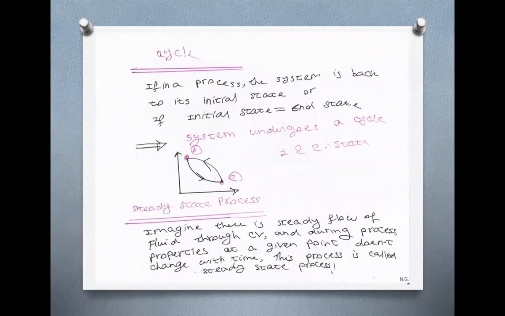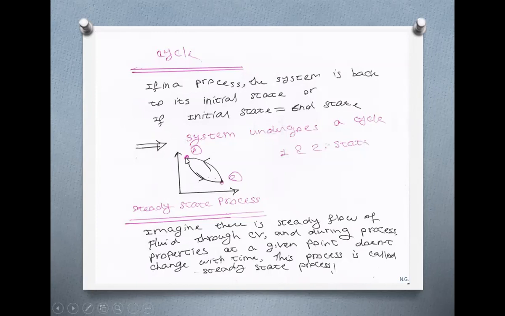Also, another thing you need to know about is a cycle. If the initial and final state are the same, look at this figure, please. We have some type of diagram. For example, it can be a PV diagram or a TV diagram, where T means temperature, P means pressure, V specific volume or nu, let's say.